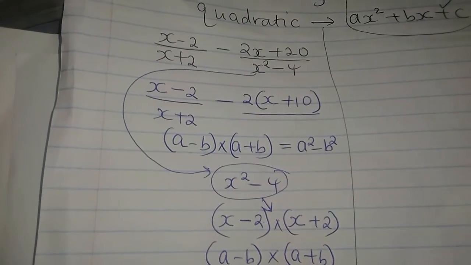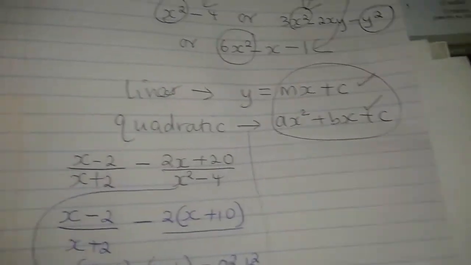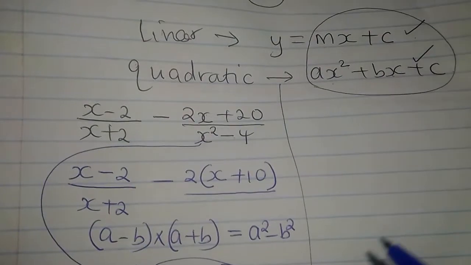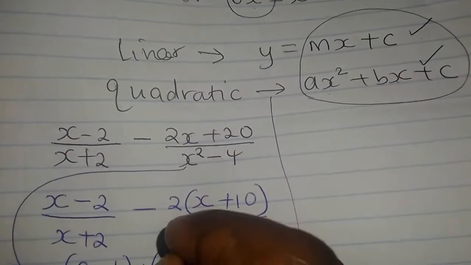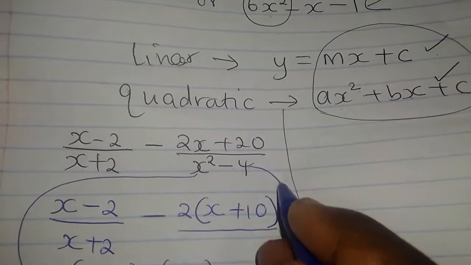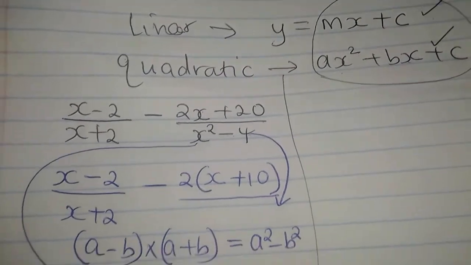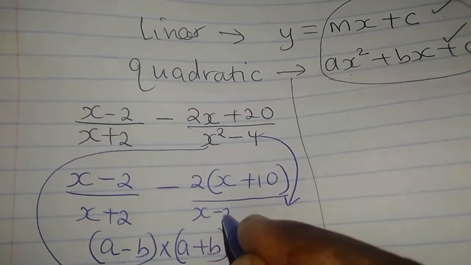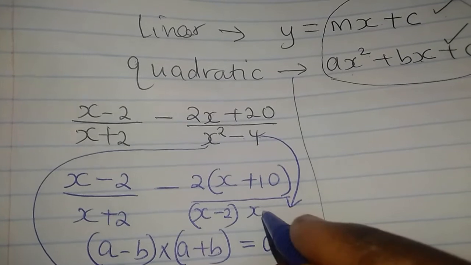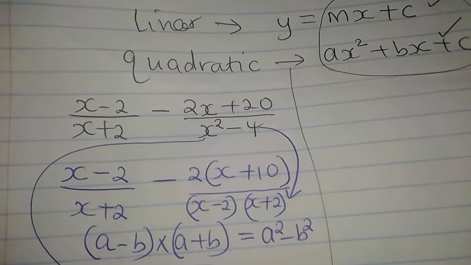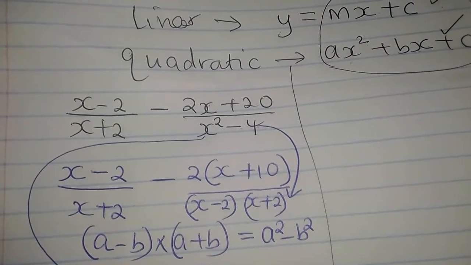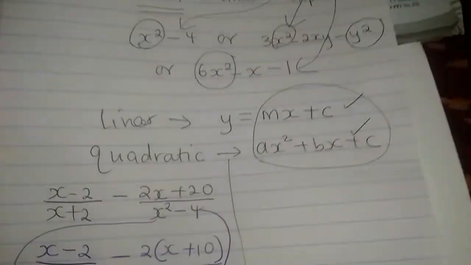Good. So I'll come back to my question. I'll rewrite the question down now with this. I'm going to write down here, instead of writing x squared minus 4, I'm going to write x minus 2, then x plus 2. Good. So I've actually been able to simplify that.